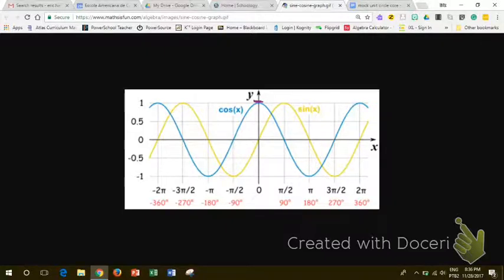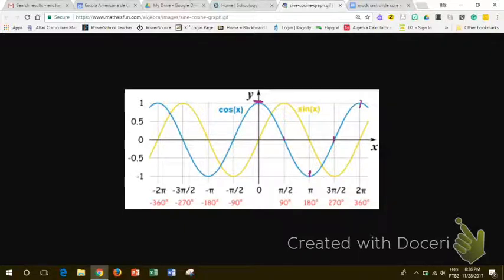Then every 90 degrees, in increments of 90, it goes from 1 to 0. Then another 90, it drops down to -1. And then another 90, it goes back up to 0. And then another 90, it goes back up to 1. So every 90 degrees, it's going down 1, another 90, down 1, another 90, up 1, and then another 90, up 1. But it always stays between 1 and -1.